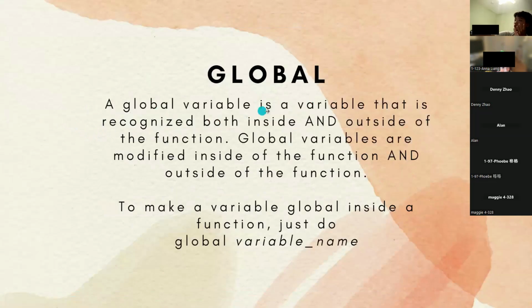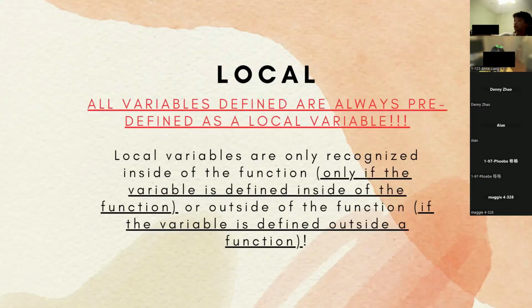Global variables are recognized both inside and outside the function. If a local variable is defined inside the function, it's only recognized inside the function. If a variable is defined outside the function, it's only recognizable outside the function. Does that make sense? Hopefully it does.